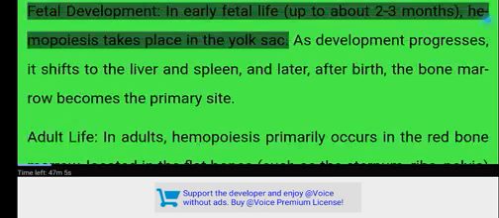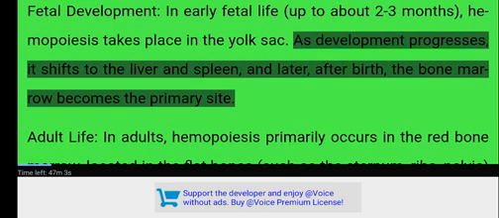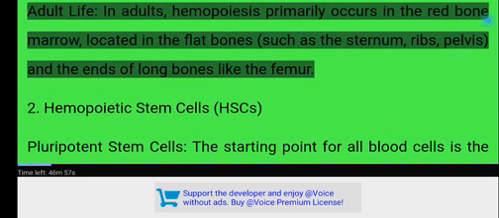1. Site of hematopoiesis. Fetal development. In early fetal life, up to about 2 to 3 months, hematopoiesis takes place in the yolk sac. As development progresses, it shifts to the liver and spleen, and later, after birth, the bone marrow becomes the primary site. Adult life. In adults, hematopoiesis primarily occurs in the red bone marrow, located in the flat bones, such as the sternum, ribs, pelvis, and the ends of long bones like the femur.